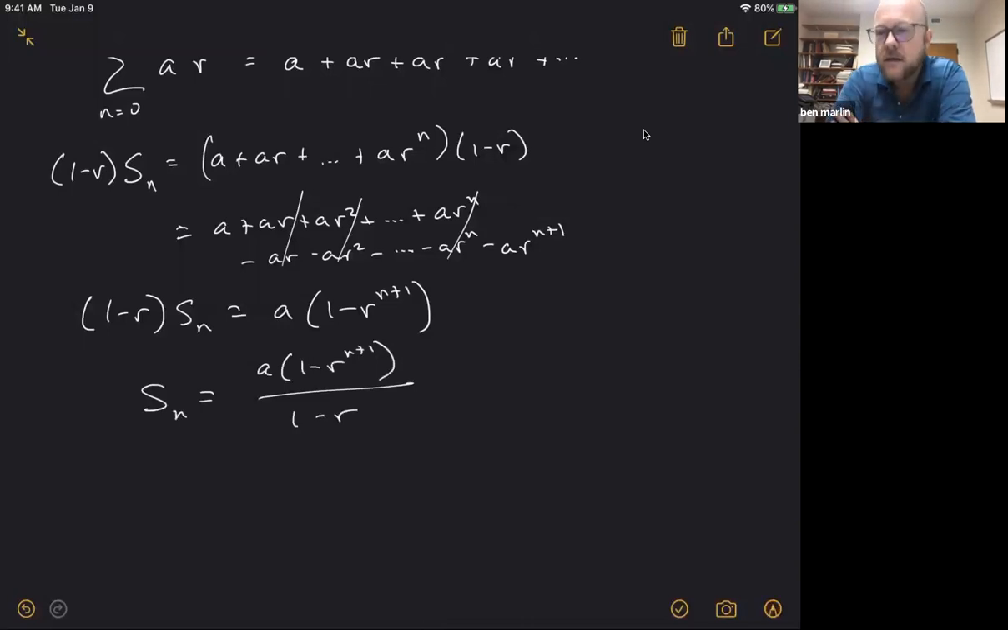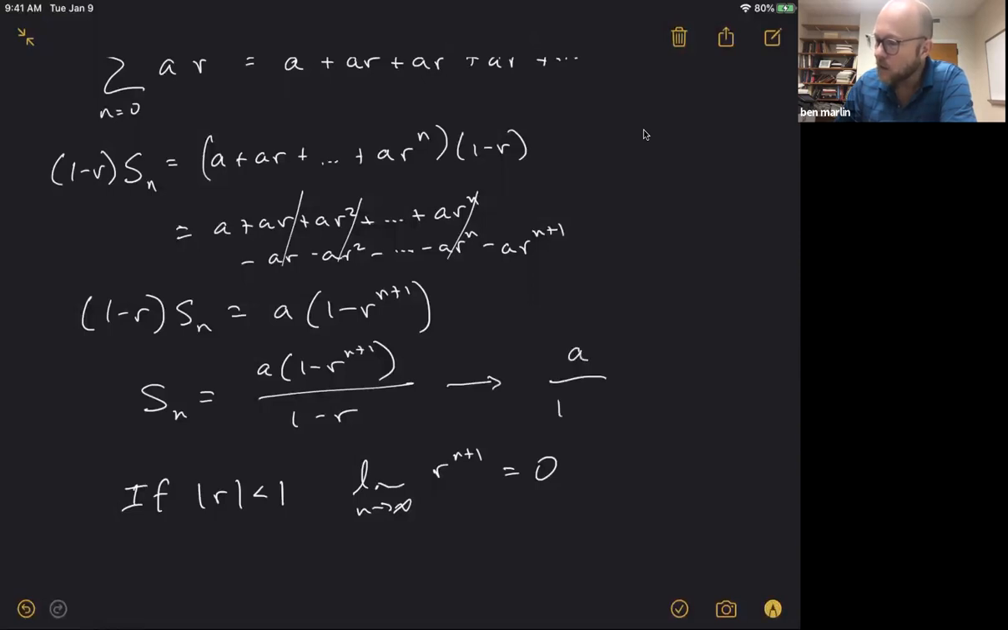So if you have it so that the absolute value of R is less than 1, then the limit as n goes to infinity of R to the n plus 1 is going to be 0. And that means that your limit for your S of n would end up being A divided by 1 minus R.